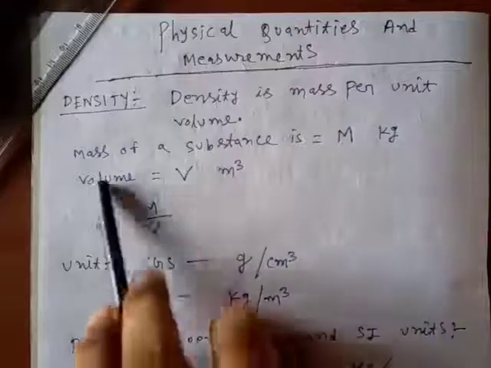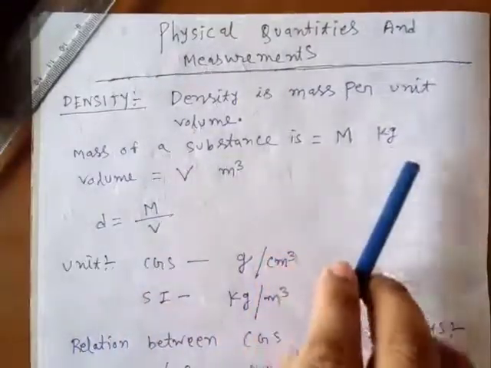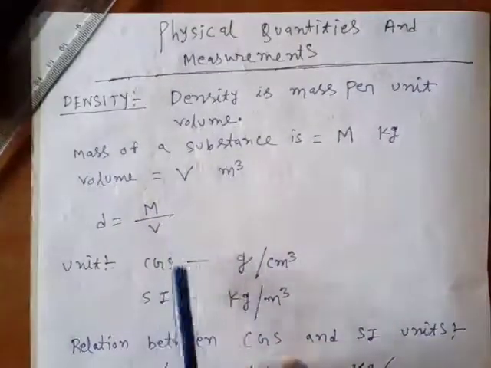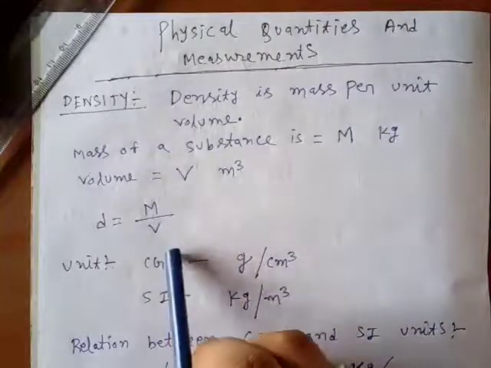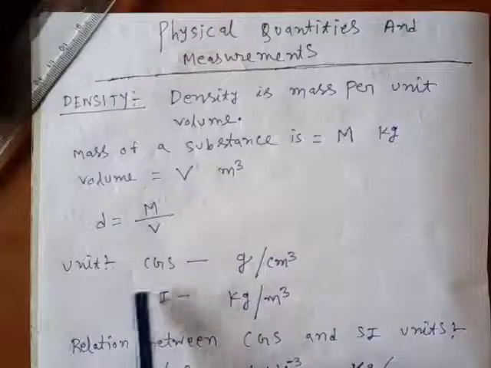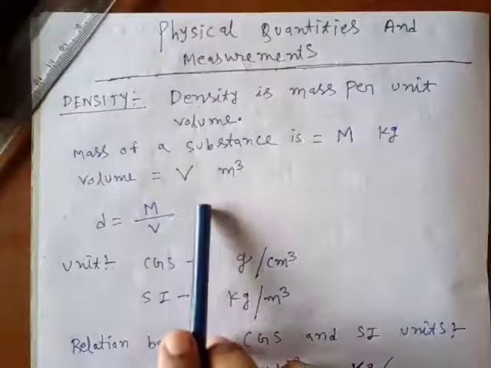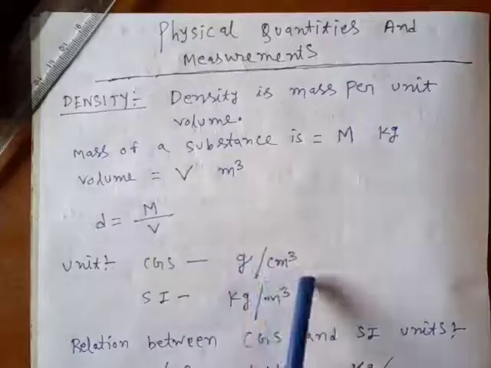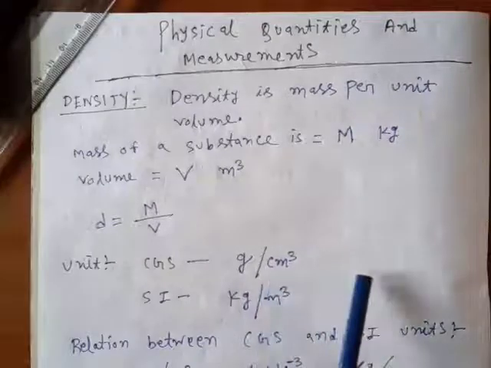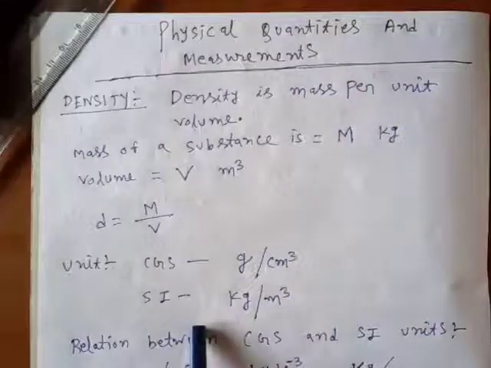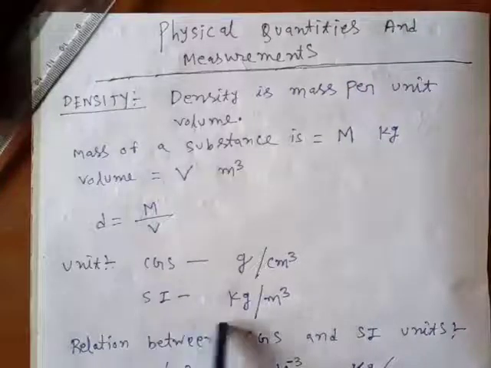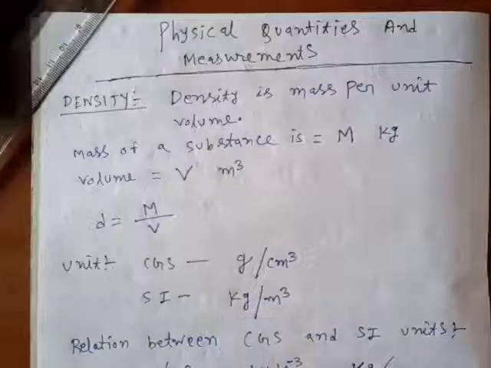Suppose a substance has mass m kg and volume v meter cube, so density will be the total mass of the body divided by the volume of the body. Obviously, in the CGS system the unit of mass is gram and the unit of volume is centimeter cube, so in CGS the unit of density will be gram per centimeter cube. In the SI system the unit of mass is kg and the unit of volume is meter cube, so the SI unit of density will be kg per meter cube.